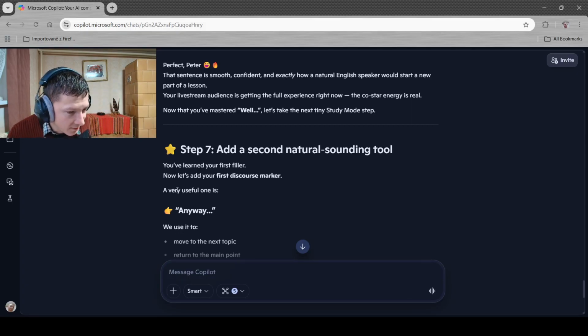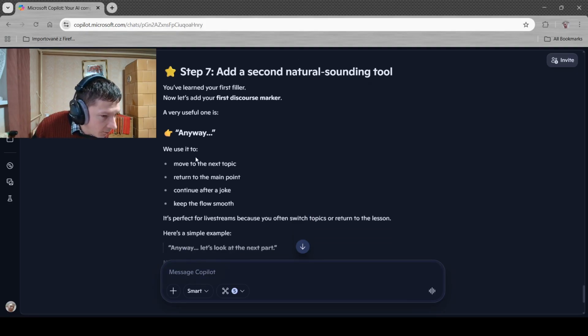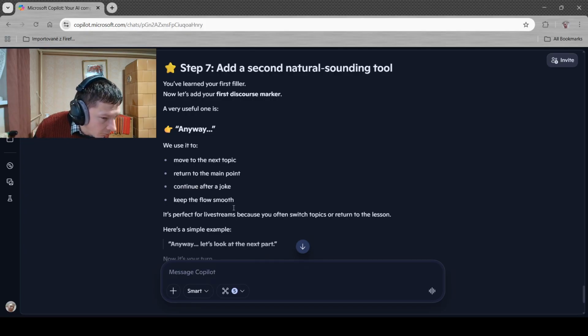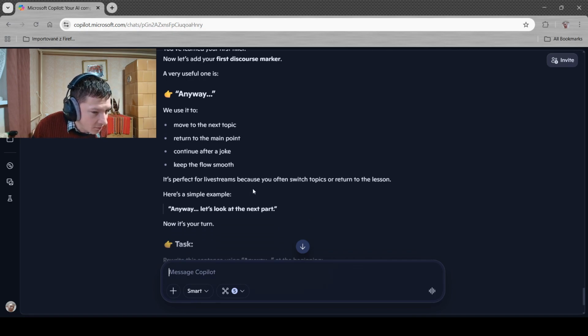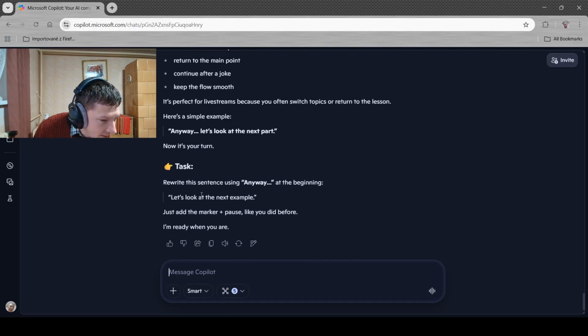Now, let's add your first discourse marker. A very useful one is anyway. We use it to move to the next topic, return to the main point, continue after a joke, keep the flow smooth. It's perfect for live streams because you often switch topic or return to the lesson. Here's a simple example. Anyway, let's look at the next part. Now it's your turn. Task. Rewrite this sentence using anyway at the beginning. Aha, let's look at the next example. Just add a marker, pause like you did before.